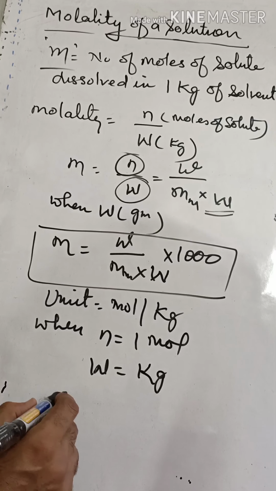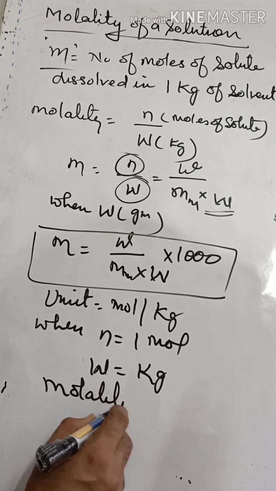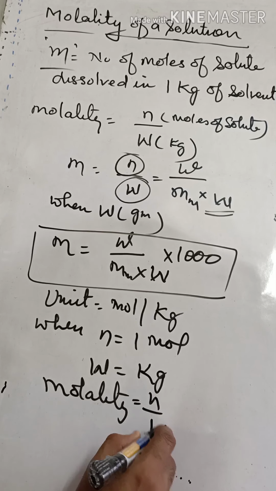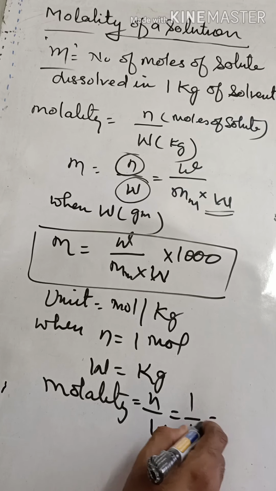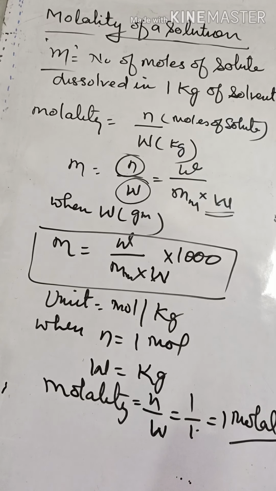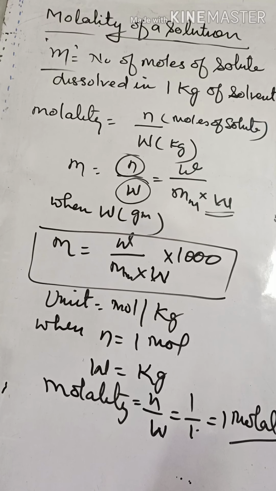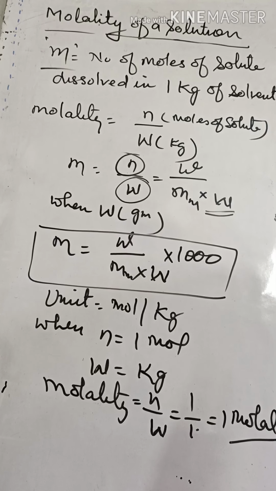Then we can say molality is equal to n upon this, which is 1 upon 1, that is 1. So it is known as 1 molar solution. A solution whose molality is 1 means 1 mole of solute is dissolved in 1 kg solvent. Then the solution is known to be 1 molar. Is that clear? So we can take here one numerical.